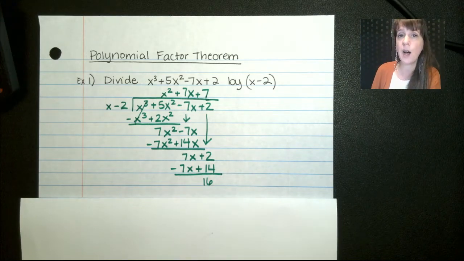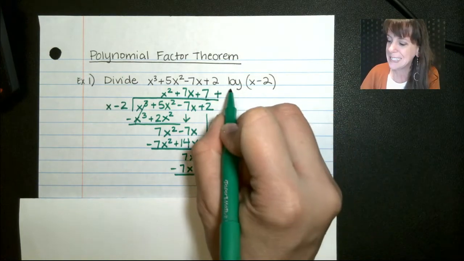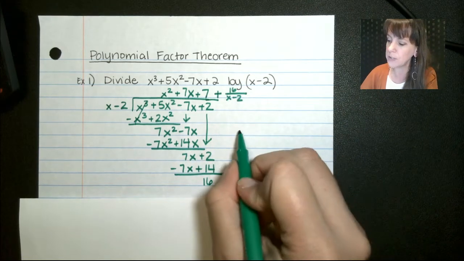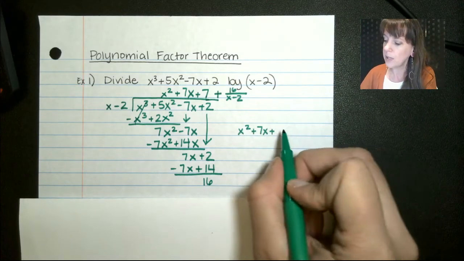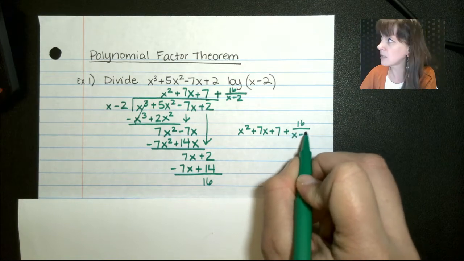Now 16 is positive, so when we write our remainder, we write plus, because it's positive, 16 over x minus 2. So our answer, let me write that a little clearer, is x squared plus 7x plus 7 plus 16 over x minus 2.